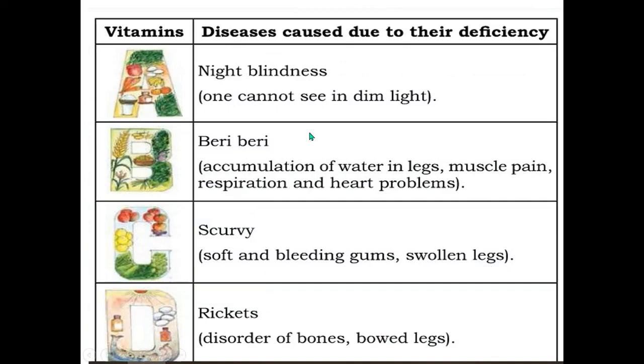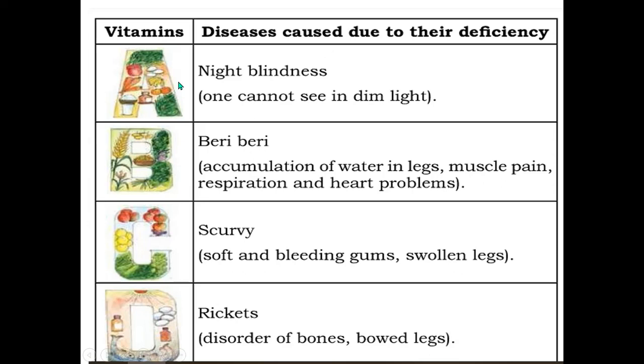Understood, children? Now let's move to the vitamins. If we are not having them in our food, some diseases are caused due to their deficiency. What is meant by deficiency? If we are not properly having the food items containing vitamins, this leads to disease. Okay, deficiency means lack of vitamins in our body or decrease in the level of vitamins in our body.